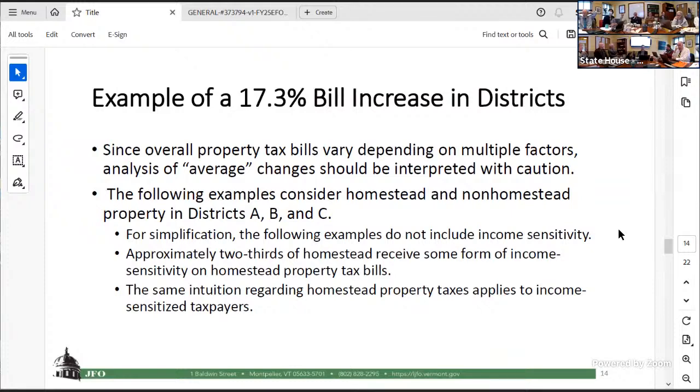Two thirds of homesteads receive some form of income sensitivity, but of course, the amount that they receive is dependent on where they live, their homestead value, and their household income. So getting back to the idea of the intuition, it applies in the sense that the district's spending decisions impact income sensitized folks in the same way that they impact non-income sensitized folks.